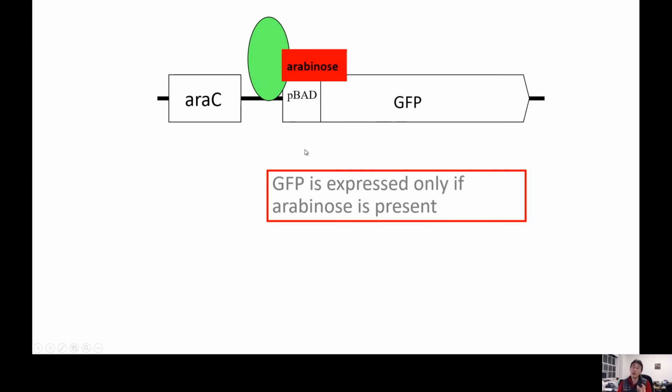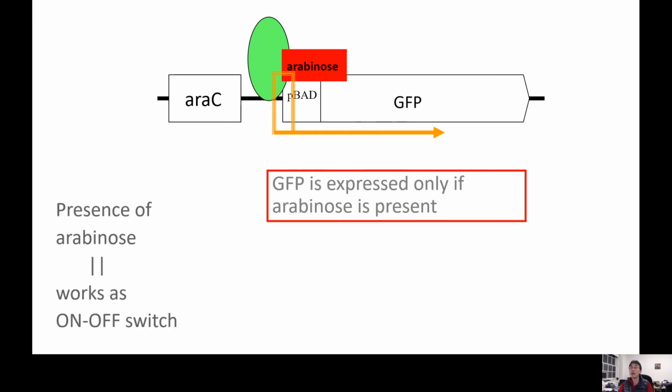Now, think of arabinose as an on-off switch. If arabinose is there, expression takes place, but that's only because ARA-C protein is there to regulate the expression of GFP. So keep that in mind. ARA-C protein is like an on-off switch per se. With the presence of arabinose, it can turn on the expression. If the arabinose isn't there, it can turn off the expression of GFP. So keep that in mind. So now it works as an on-off switch.